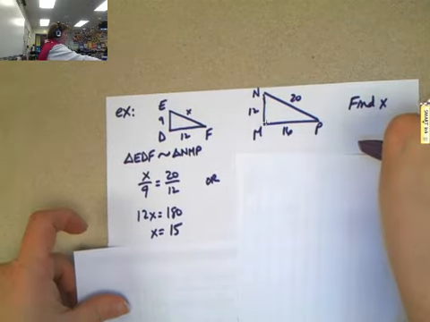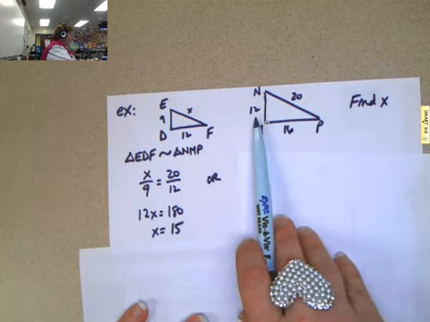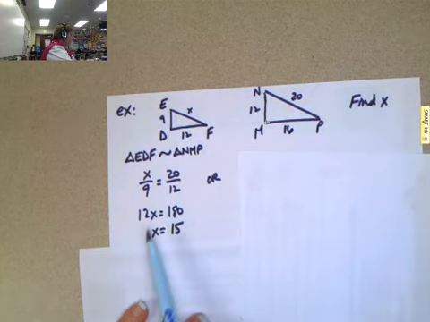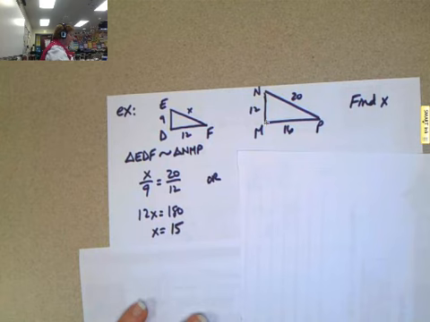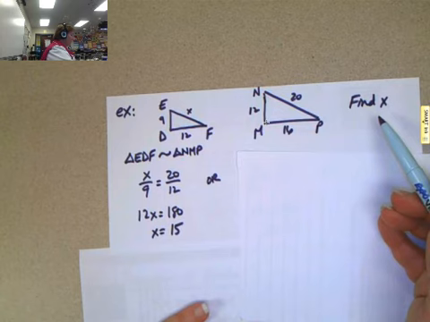So I started with x is to 9 as 20 is to 12. And of course, using cross products, or means and extremes, you get 12x equals 180 and x equals 15. And since the directions were just to find x, that's all we need to do.